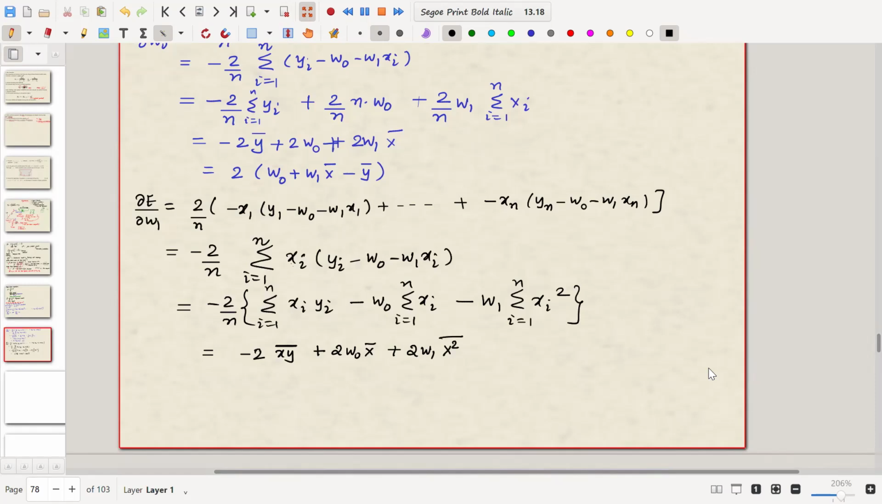Are you sure about this plus 2 w1 x squared bar? Plus should be there, or minus should be there? Any minus mistake? Check. Huh? There minus will be there. Where have we made the mistake? So where is the mistake?